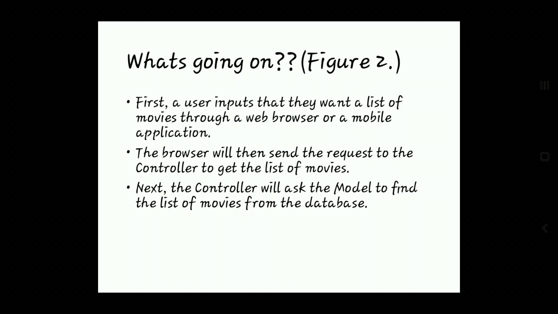So what's going on? Figure 2. First, a user inputs that they want a list of movies through a web browser or a mobile application. The browser will then send the request to the controller to get the list of movies. Next, the controller will ask the model to find the list of movies from the database.